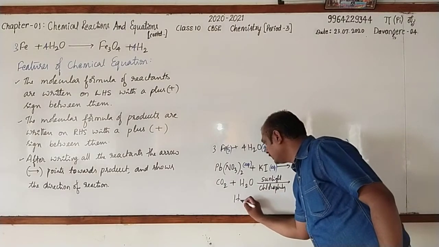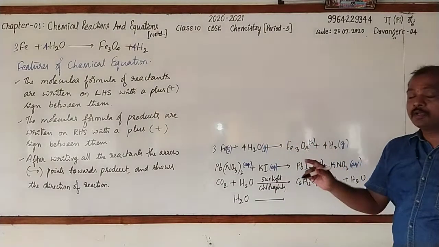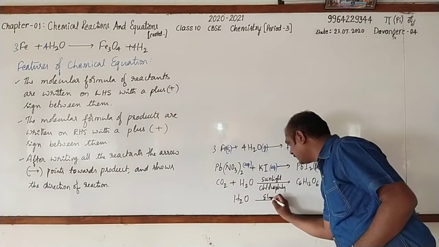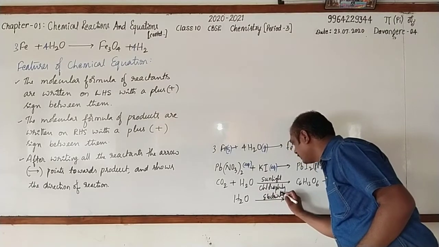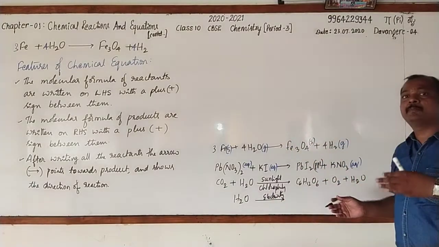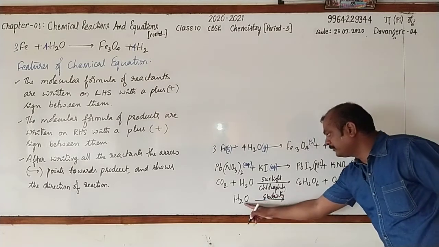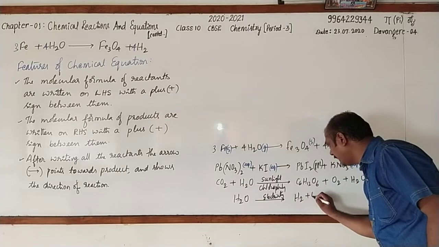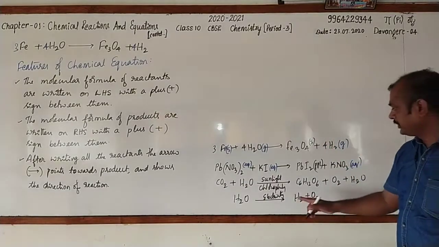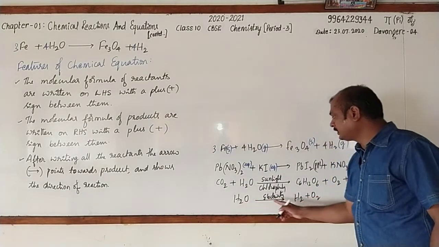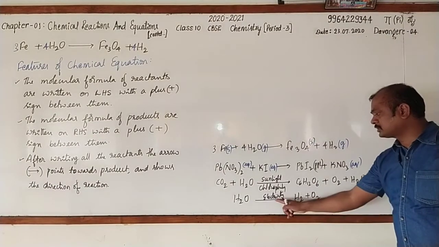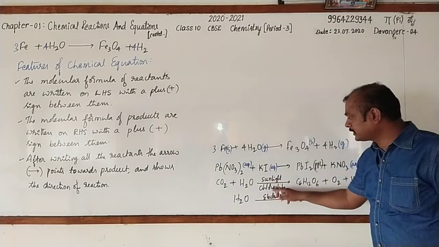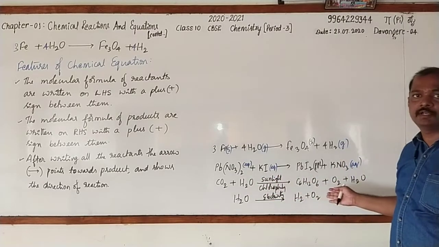You know that H2O, assume that this is acidified water and you pass electricity into it. I have taken a simple example which you have learnt in your previous class. Then it gets split up, or decomposes, into hydrogen and oxygen. Observe here, water gets split up into hydrogen and oxygen by passing electricity. See, this is the condition. These are the conditions under which a chemical reaction takes place.